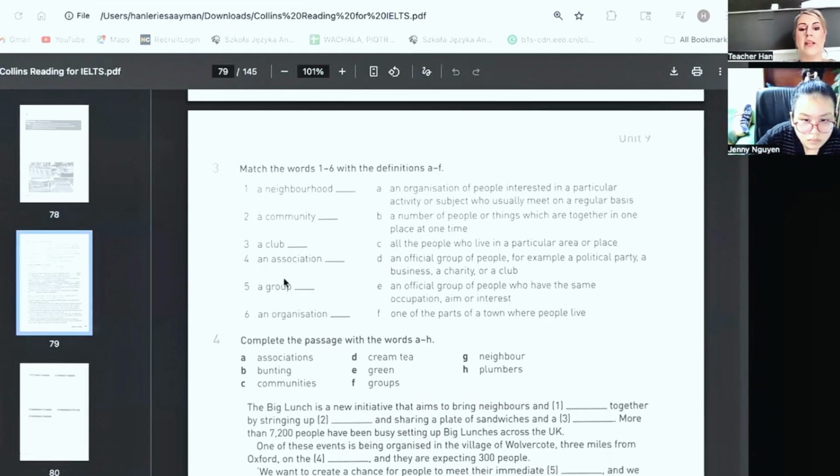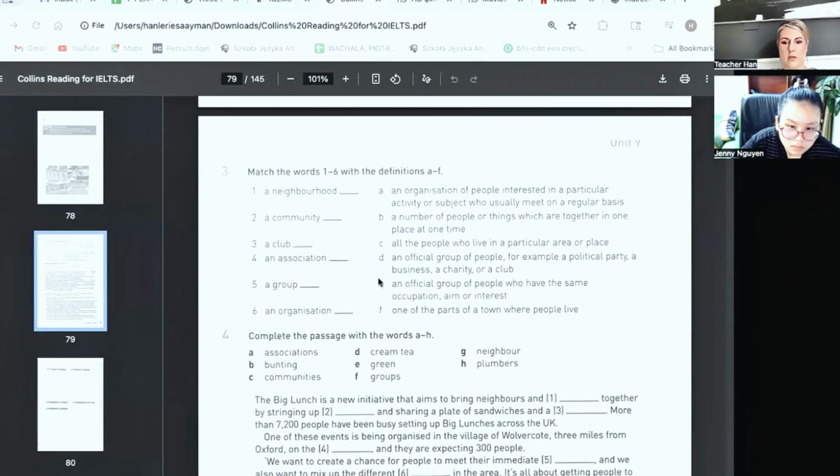Okay? An association. E. An official group of people who have the same occupation, aim or interest. An association. For example, the Doctors Association, because everybody who's a doctor, they are forming part of that group. Okay? And then number 5, a group.